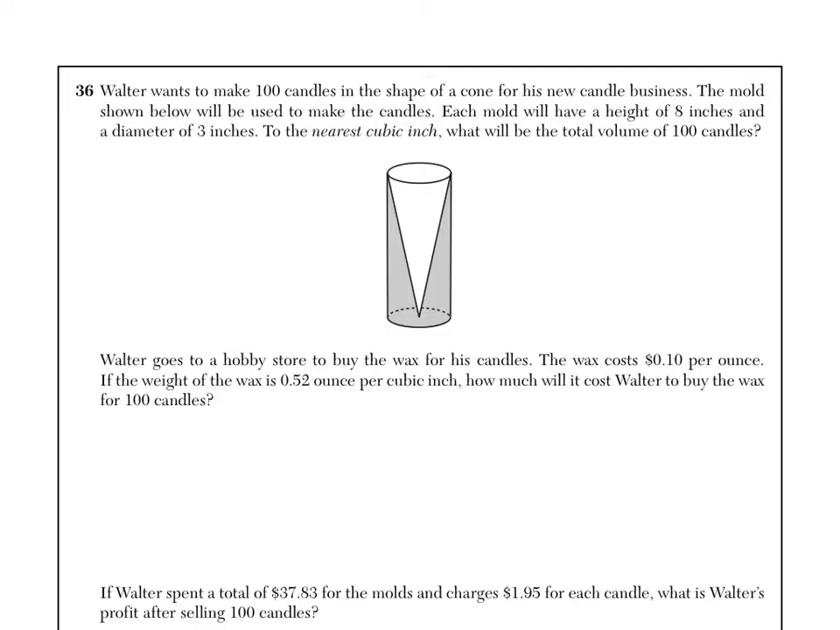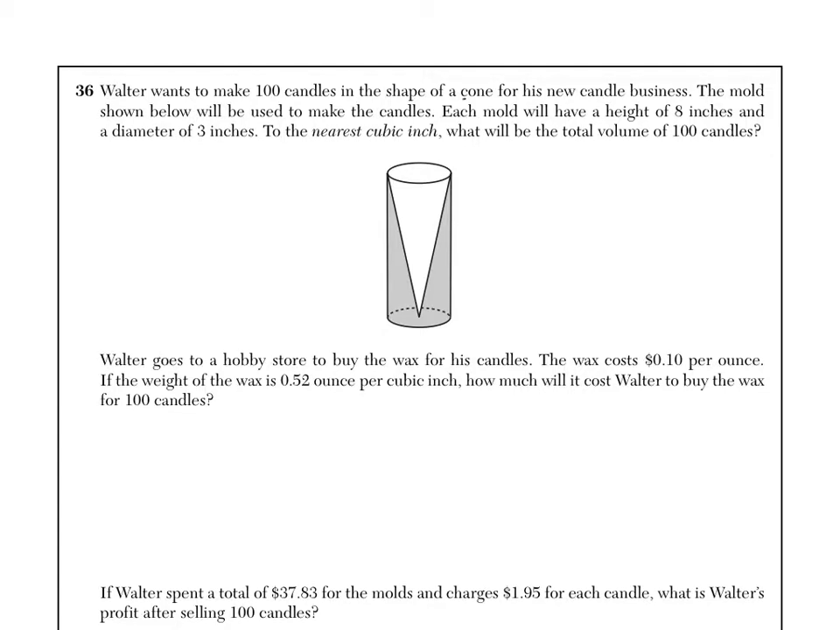Let's move on to this guy, okay? So this is a fun problem, and I think it's pretty straightforward. It's good for 6 points. Let's just go into it, though. So the question here says, Walter wants to make 100 candles in the shape of a cone for his new candle business. The mold shown below will be used to make the candle.